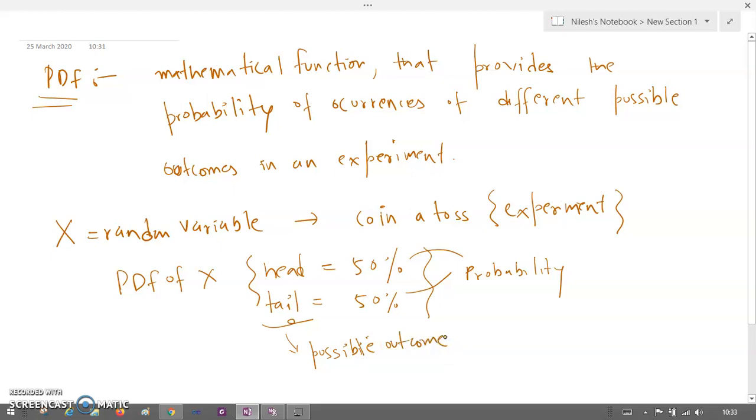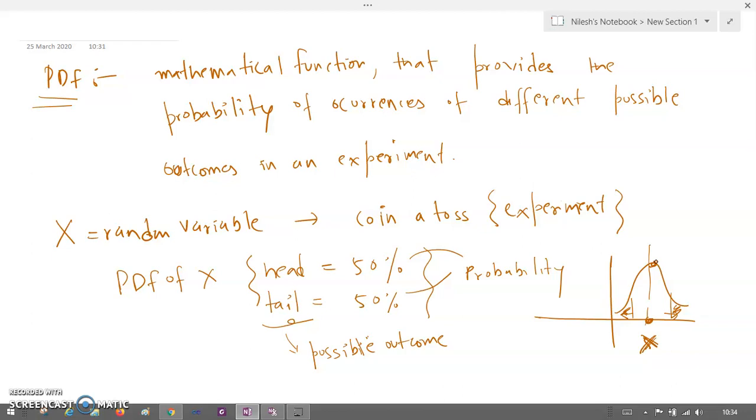So if x is your random variable and the experiment is a coin toss, then the PDF of x is going to be head and tail, because that is the only possible outcome when you are tossing a coin, right? And the probability that head comes is 50% and tail is 50%. So this is the PDF, and the graph looks like this. If your x is here or here, then the value is going to be lower, and if your x is at the middle point, then it is going to be very high. So this is the probability density function. More precisely, this is Gaussian distribution.